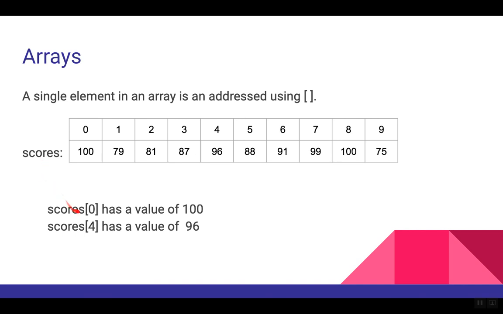What's the data type of scores 0? That's an integer, right? So scores is an array, and scores at 0 is an integer. Does that make sense? The scores array is different from an integer. It's not an integer, it's an array of integers, and you have to treat it like an array. Scores at zero is not an array, it's a single element, which is a single integer. So make that distinction: the data type of the array is not the same as the data type of the individual elements. Got it?